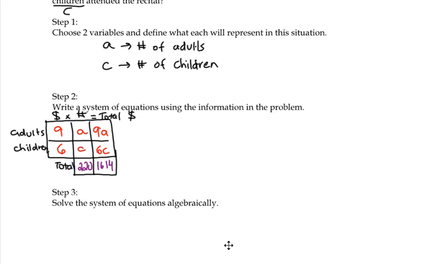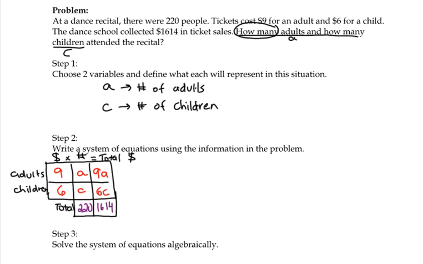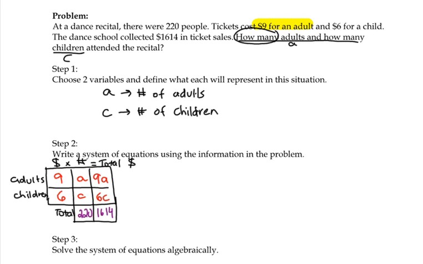Now you could have also got it just by, with these types of problems, remember the money always goes together. So when it said $9 for an adult, $6 for a child, and that much money is collected, that's always going to go together in one of the equations. And then the total is just A plus C. Okay, so you should have had 9A plus 6C equals 1,614, and A plus C equals 220.